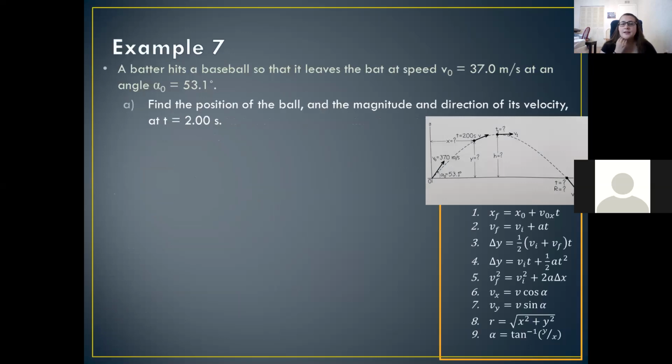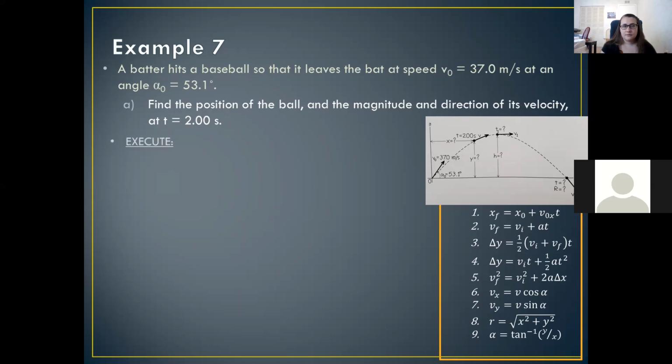Okay, so I added a couple of equations into our orange box there. The first 5 are the same as in the last example, but the last 4 have been added. So equations 8 and 9 are just to find the magnitude and the direction of a vector, whether that's your displacement vector or your velocity vector. Any vector will work for those two equations. Equations 6 and 7 are specifically for when we are launching something at an angle with an initial velocity.